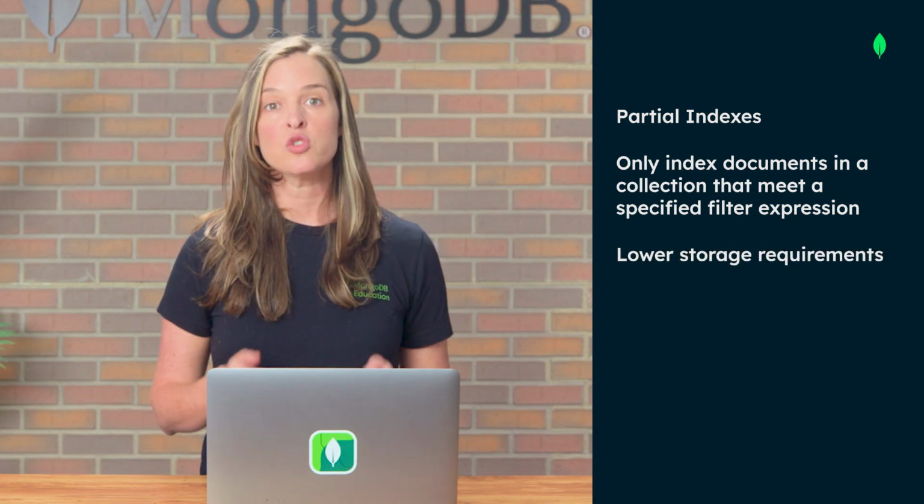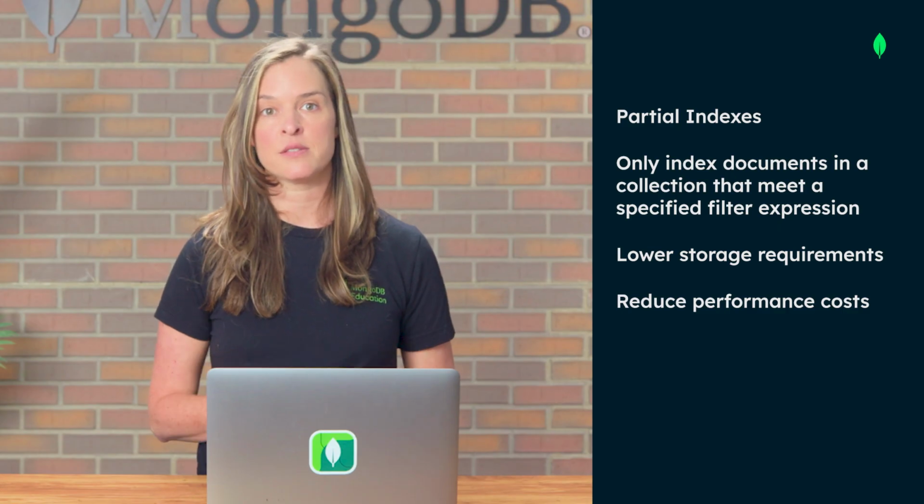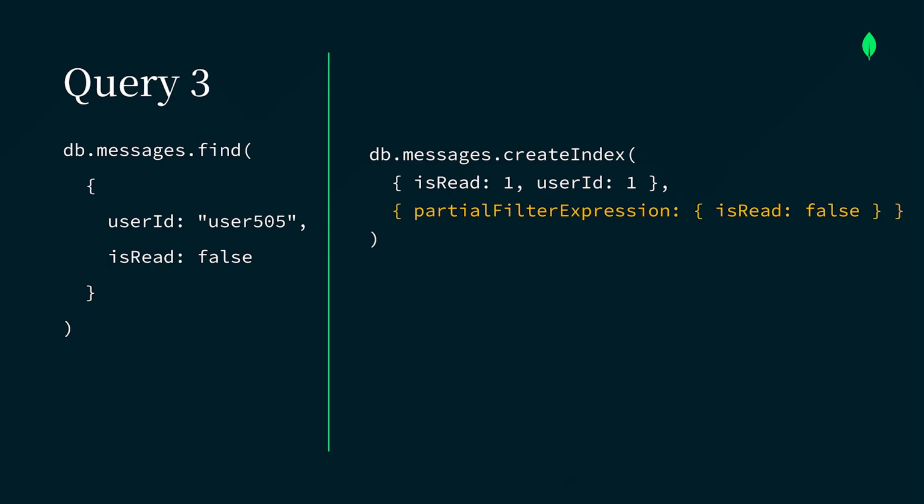They have lower storage requirements and can reduce the performance costs for index creation and maintenance. By adding a partial filter expression when we create the index for this query, only documents where isRead is false will be included in the index. This will drastically reduce the size of the index over time.